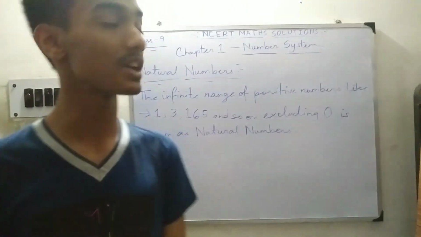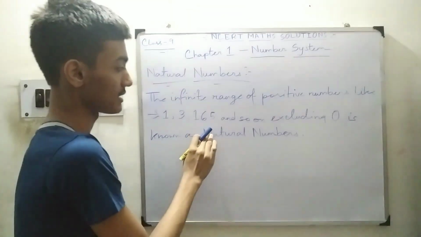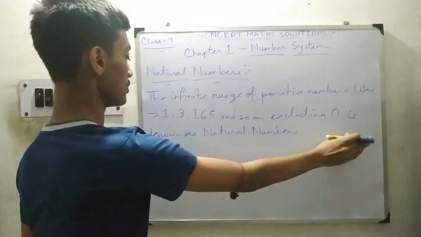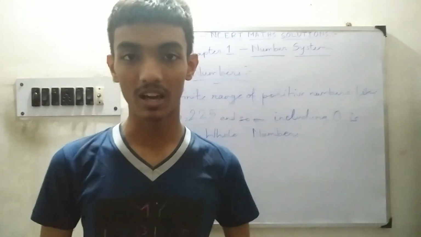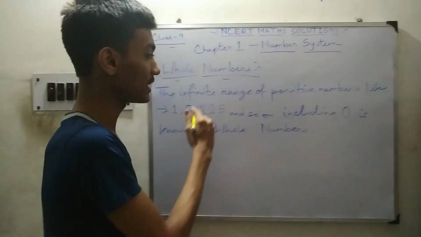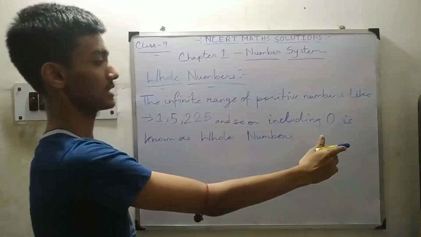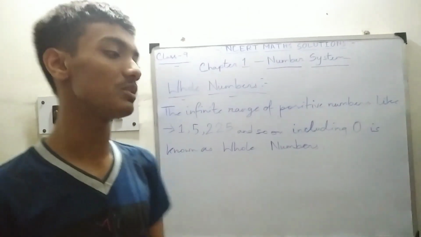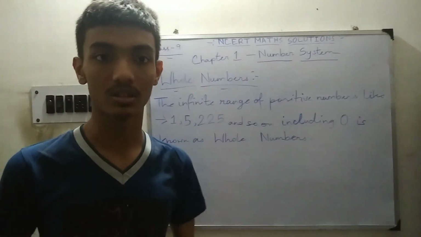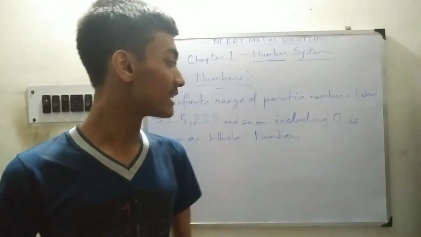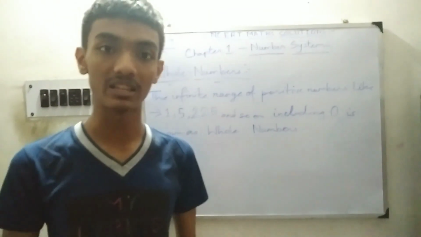Now let's see the definition of natural numbers. The infinite range of positive numbers like 1, 3, 165 and so on, excluding 0, is known as natural numbers. Now let's see the definition of whole numbers. The infinite range of positive numbers like 1, 5, 225 and so on, including 0, is known as whole numbers. Now if I ask you to tell me the difference between whole numbers and natural numbers, then you can tell me simply that natural numbers don't include 0 and whole numbers include 0.